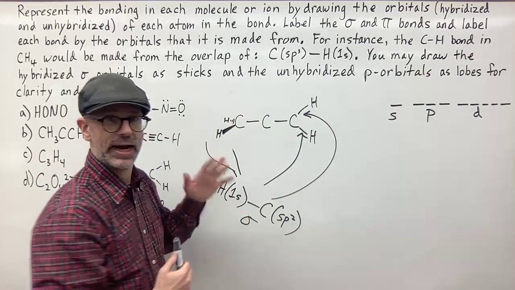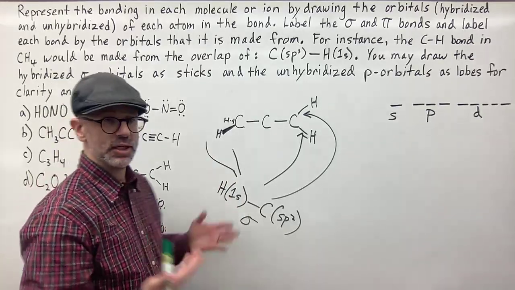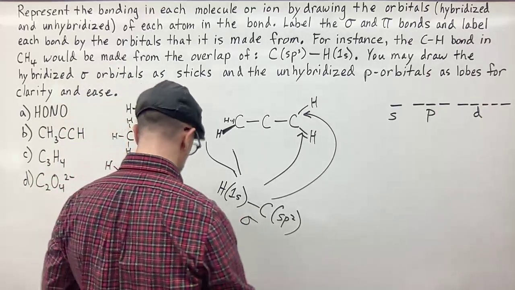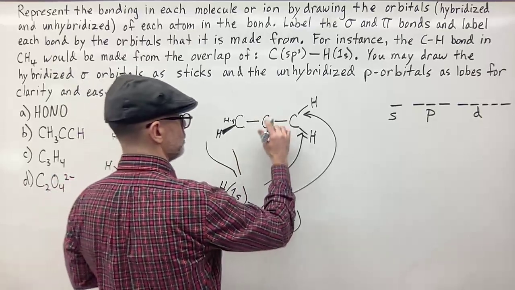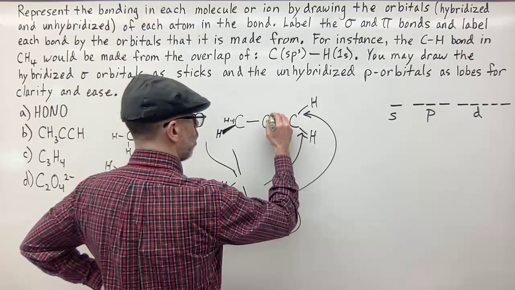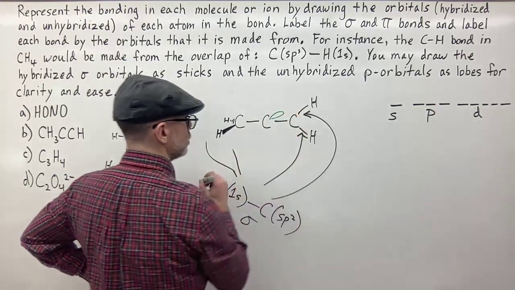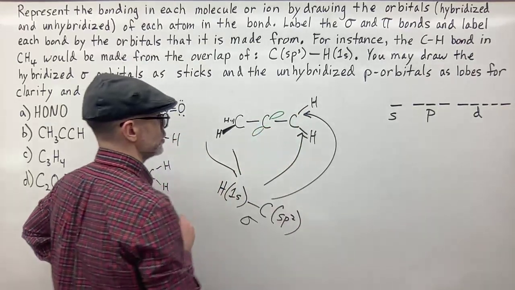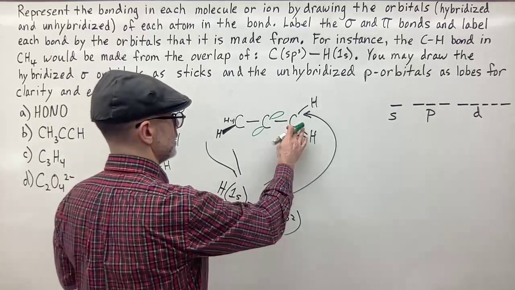You'll see why I did that in a moment. Okay, so why? Because the p orbitals are perpendicular to each other. And so, again, I have an unhybridized p orbital here. I'm going to do the green. Again, that's going to go into the board, and this is going to come out of the board like so.